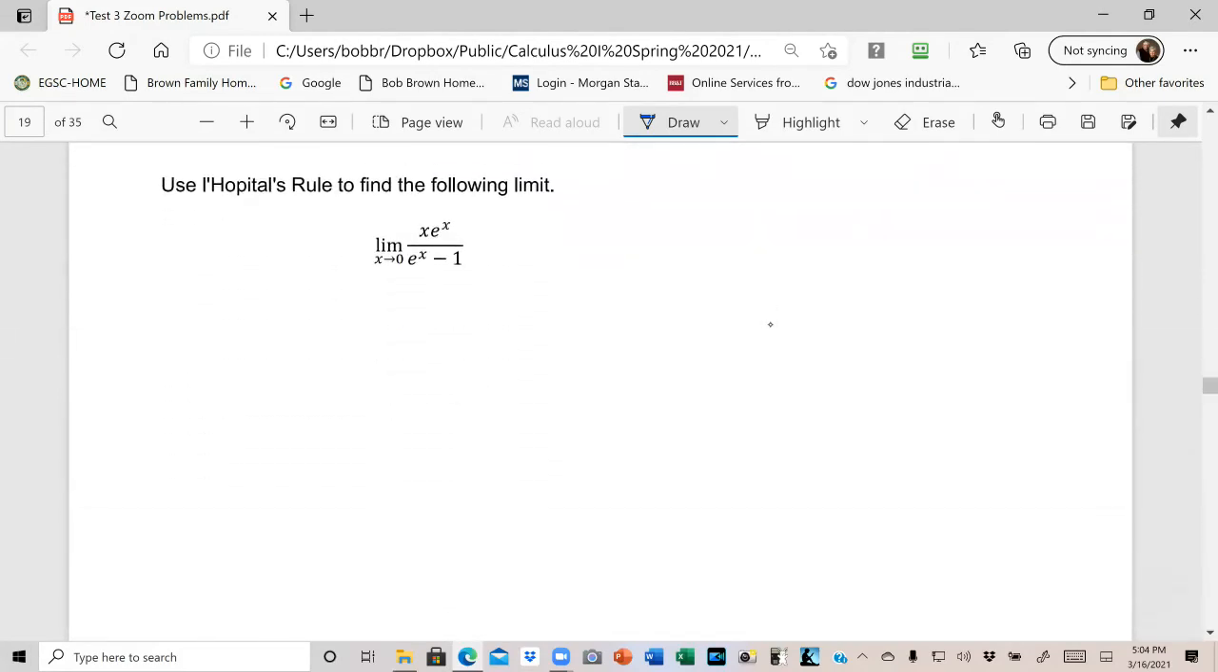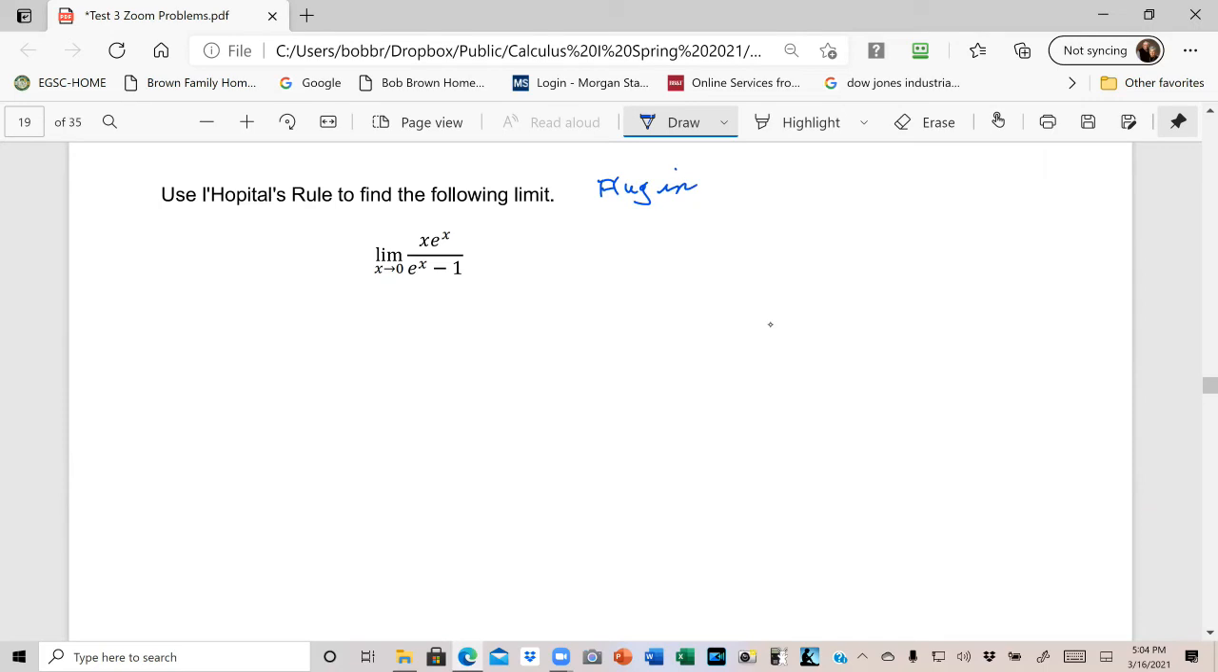Let's use L'Hopital's rule one more time. We have this function, and if you plug in x equals 0, we get 0 e to the 0 divided by e to the 0 minus 1. This is 0 over 1 minus 1 equals 0 over 0. So because this is so, we can now use L'Hopital's rule.